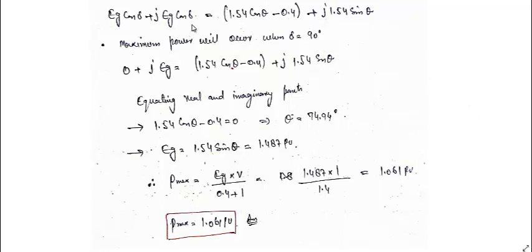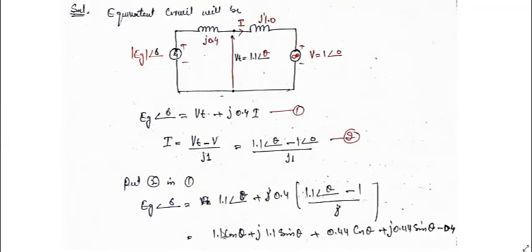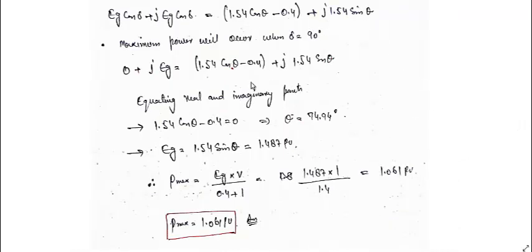we expand this in rectangular form: EG cos delta plus j EG sin delta. So it will be equal to 1.54 cos theta minus 0.4 plus j 1.54 sin theta, because 1.1 plus 0.44 is equal to 1.54. This will be the real part. The imaginary part will also be 1.1 plus 0.44, equal to 1.54. So this is like this.